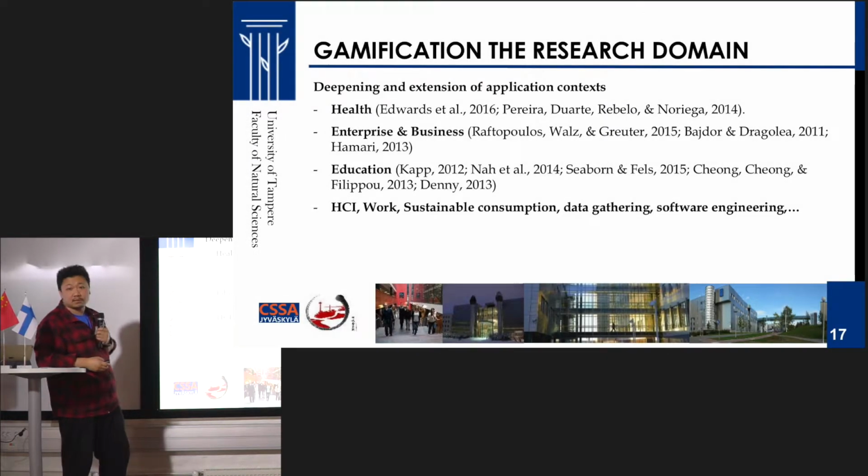The other part is just using gamification in different domains, like education, health, business, HCI, work, sustainable consumption, data gathering, even software engineering. Use those bullshit stuff like points, badges, leaderboard in different domains. And it works. Of course it works. They publish in the paper: yes, it works. In a way.